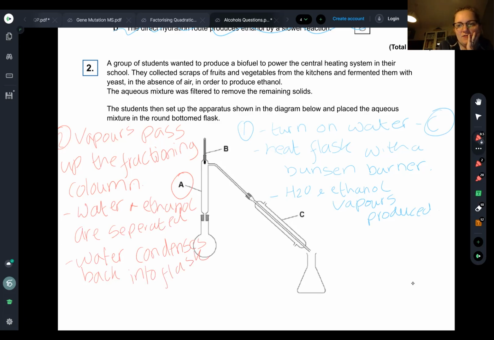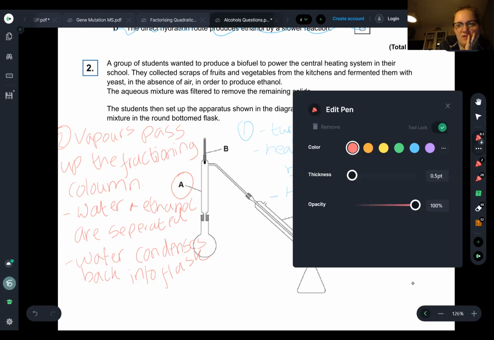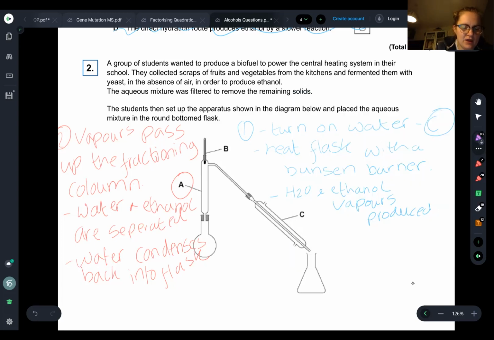B, obviously, is a thermometer. So let's have a quick look at that. We want to include that in stage 3. We're going to want to observe the thermometer at B, and that's to make sure the temperature is below the boiling point of ethanol. If we go above the boiling point of ethanol, we're going to get in a mess.